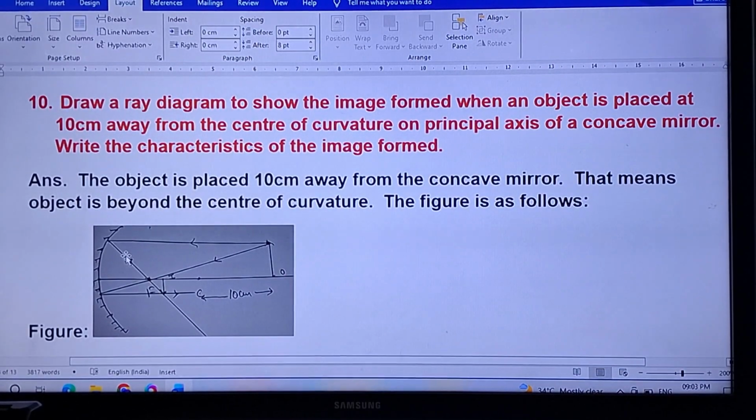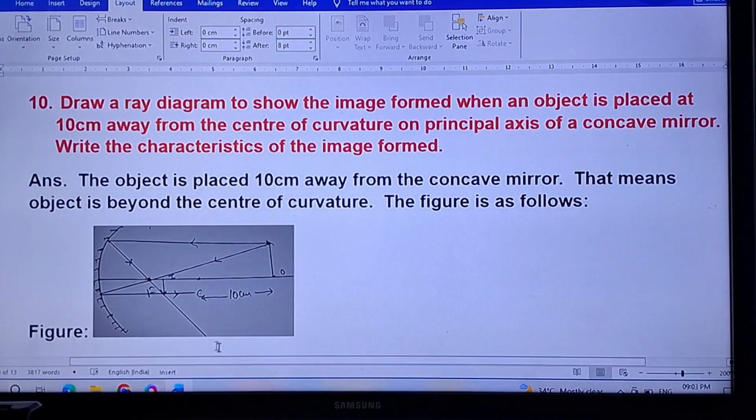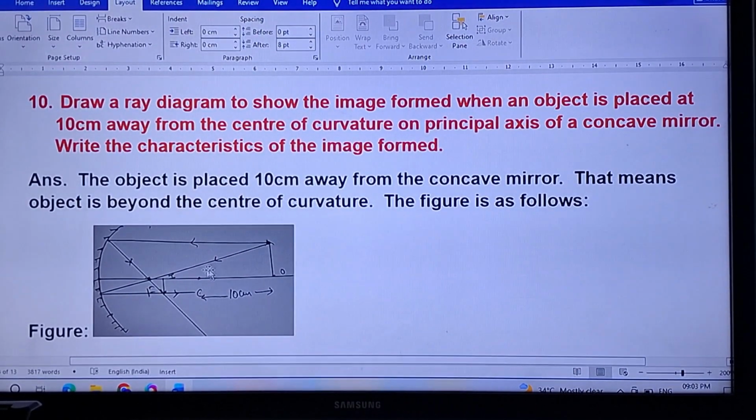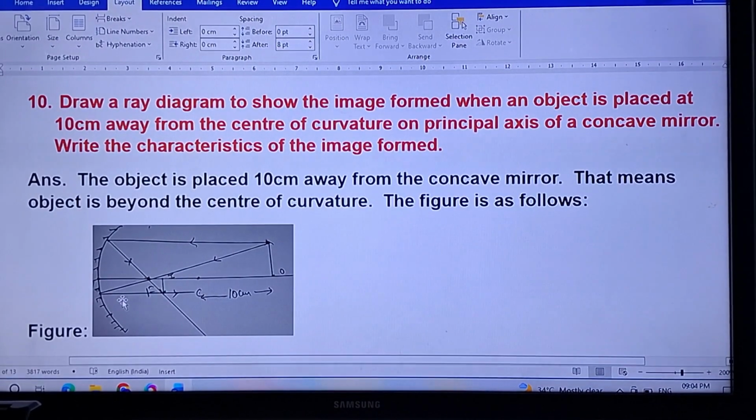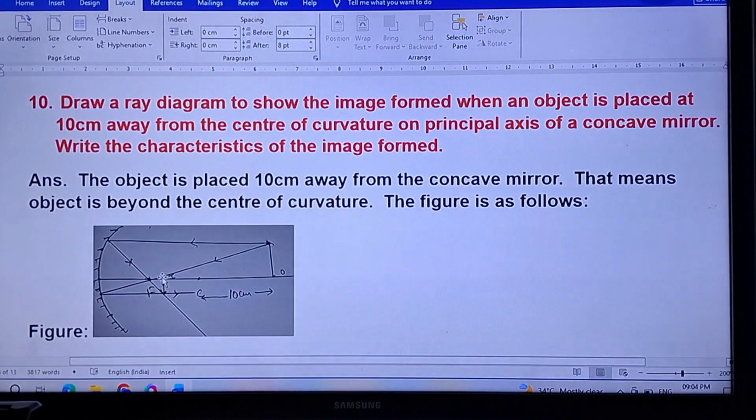See, this is the figure. This is the concave mirror. This is the principal axis, principal focus, and center of curvature. From the center of curvature, 10 centimeters away, see, I have written here. The object is placed here. So the incident ray goes till the mirror and it reflects through the principal focus. Another ray passes through the principal focus and reflects as a parallel ray. These two rays will meet at a point. If you draw a perpendicular, that is the image distance.